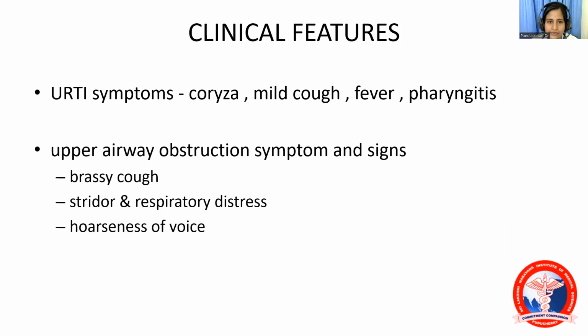So coming to the clinical features of croup. How will the patients present with croup? As I have already mentioned, the patient will always come with a cough. It is caused by a viral infection, and the viral infection always starts with prodromal symptoms. What are the prodromal symptoms associated with acute laryngotracheobronchitis? It can be coryza, mild cough, mild fever, and pharyngitis. This is followed by upper airway obstruction symptoms and signs, which you need to be vigilant about. That is the classic clue to acute laryngotracheobronchitis: stridor or hoarseness of voice, plus or minus respiratory distress.